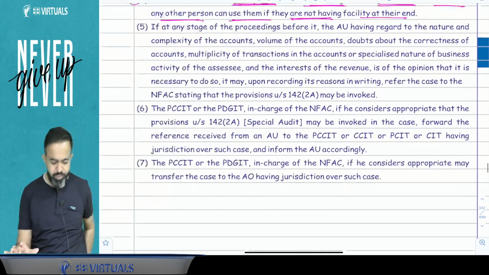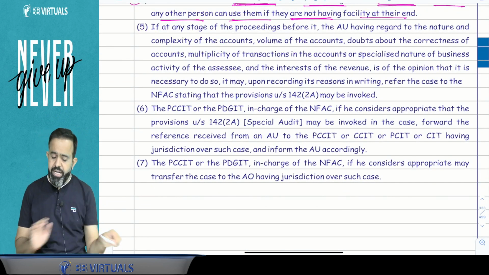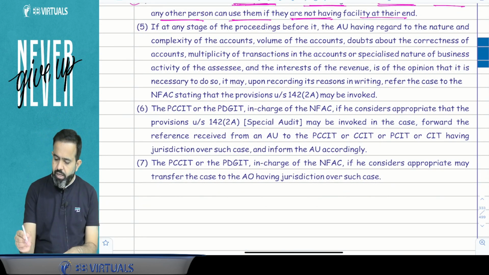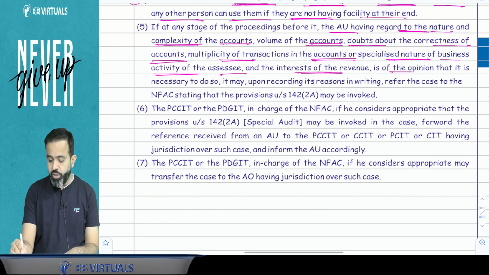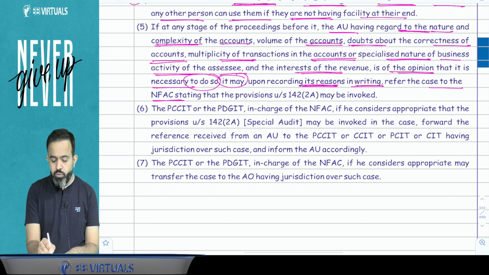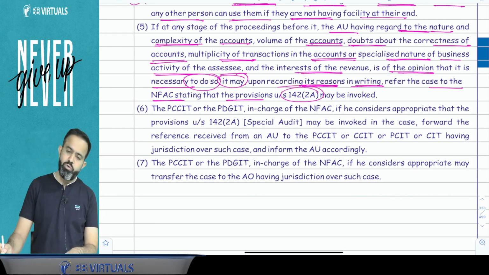So here, point number 5 says that if at any stage of the proceeding before it, the assessment unit, having regard to the nature and complexity of accounts, volume of the accounts, doubt about the correctness of the accounts, multiplicity of transactions in the accounts, or specified nature of the business activity of the assessee, and the interest of the revenue, is of the opinion that it is necessary to do so, it may, upon recording its reasons in writing, refer the case to the NFAC, stating that the provision of section 142A may be invoked.